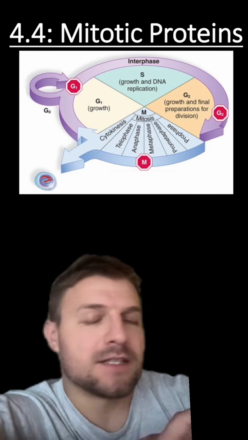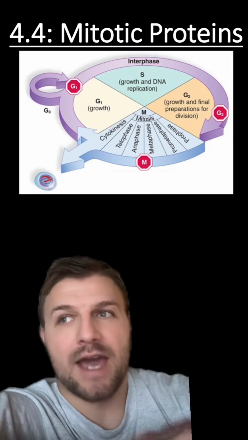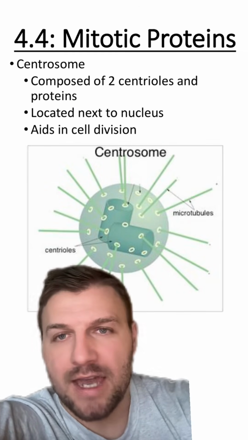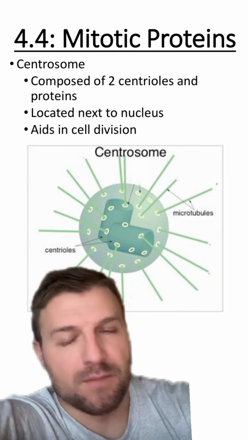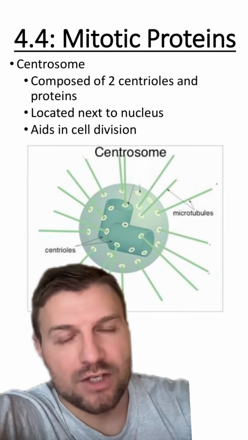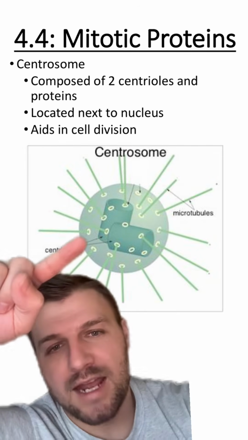During all of these different steps and processes, there are proteins that actually facilitate what's going on. One of the main proteins that facilitates these actions is called a centrosome, and this is composed of two centrioles and a bunch of other proteins. This organelle is located next to the nucleus and aids in cell division. You can see the centrosome right here, and you can see the centrioles in the middle. They're at a right angle.